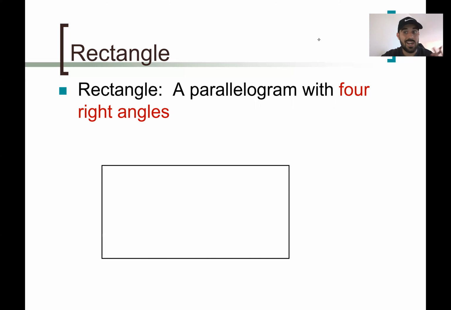Okay, so kind of like the rhombus, with congruent sides, but this is just with the angles. It needs to have four right angles. All right, so a parallelogram with four right angles. So it is a parallelogram because this and this are parallel. And then this line with this line is considered parallel. They will never cross each other, right?